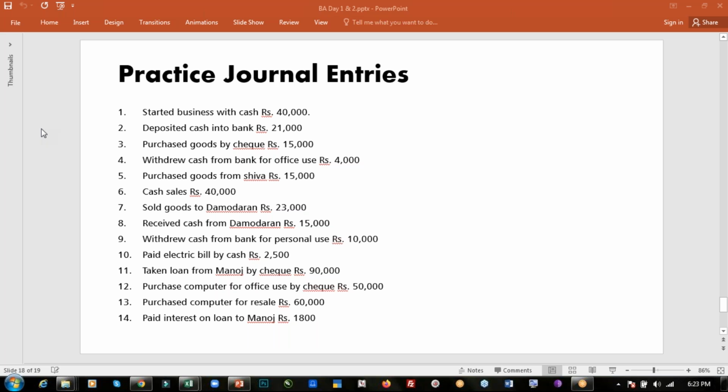Because we are selling to Damodaran, Damodaran becomes our customer or the sundry debtors. Because the payment received method is not given here, we will treat this as a credit sale. So Damodaran, our sundry debtor, we have to debit and sale we have to credit. So Damodaran account debit to sale account will be the entry. Damodaran will go for the debit and sale goes for the credit. If you guys have any confusion in this, you can ask.